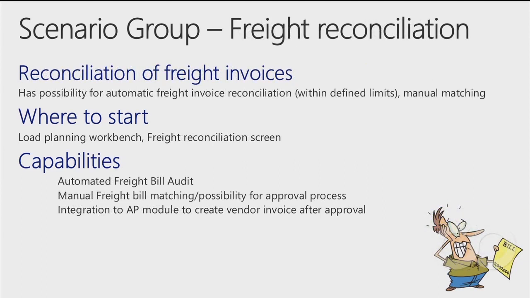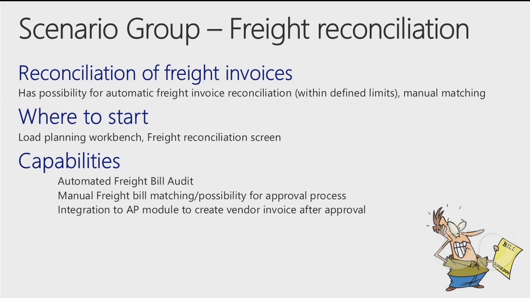So the freight reconciliation scenario is where the user has the possibility to match the freight accruals defined at the point of shipping with the freight invoice that is received from the carrier. We have the possibility for automatic freight invoice matching, where the transportation manager sets up thresholds for tolerance of the difference for the freight invoice, and this can be done either per whole invoice amount or per freight charge.